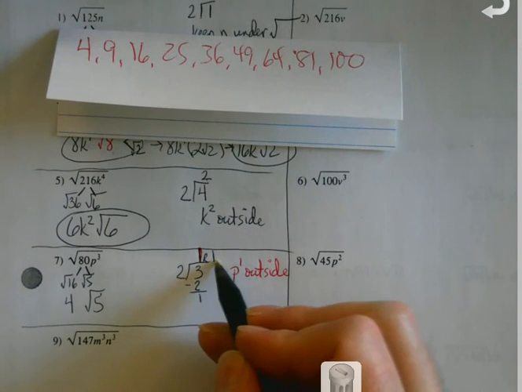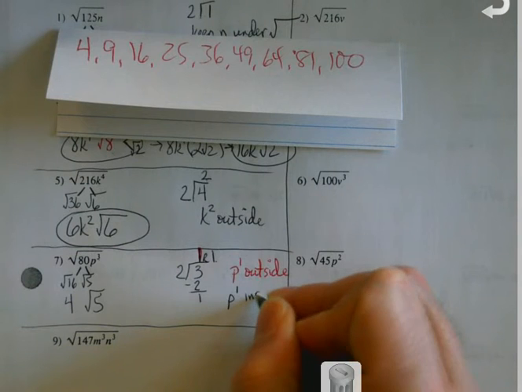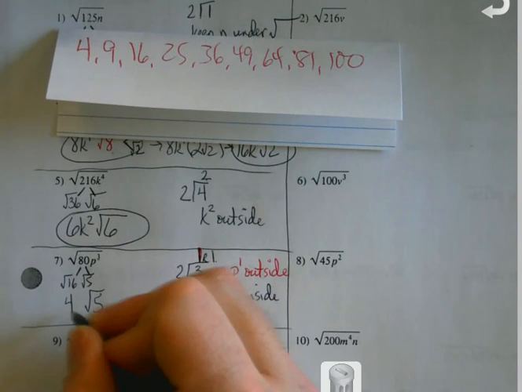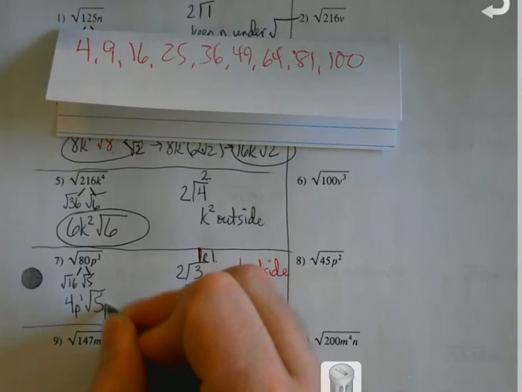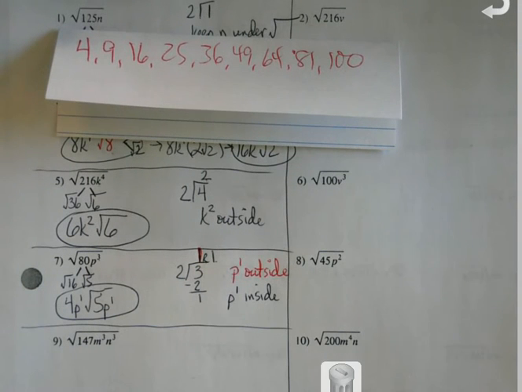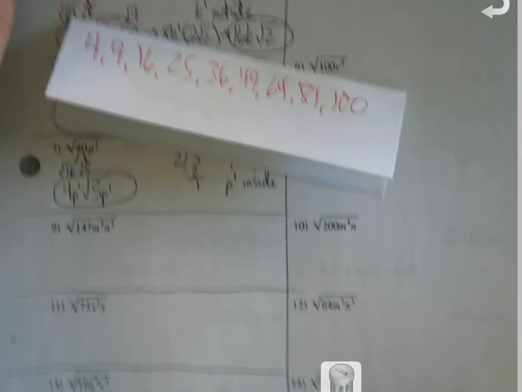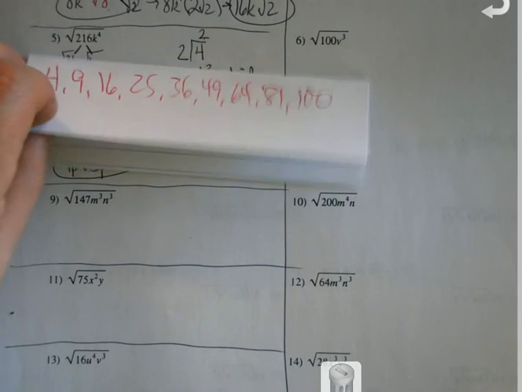The remainder, what's left, goes with on the inside. So I'm going to have a p to the first in both places. Okay, so how many times it goes in, goes to the outside. Anything left over or remainders is going to stay on the inside. So you're like, okay, this might be doing a little better. We'll see.